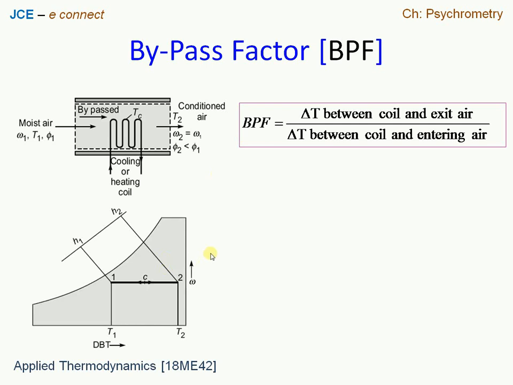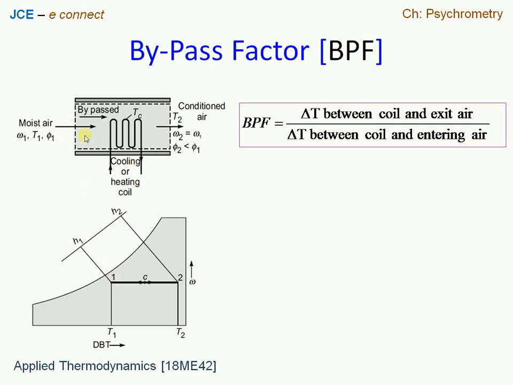Therefore, let us look at these inlet and exit conditions which are put on the psychrometry chart. So here we have state point 1 having a temperature T1. So T1 corresponds to the inlet temperature, and if we draw a line along the enthalpy scale, one can note down the enthalpy at state point 1. And so this signifies the condition of moisture at the inlet of the air conditioning unit.